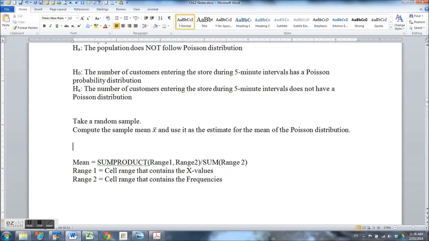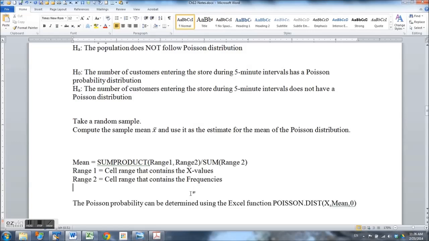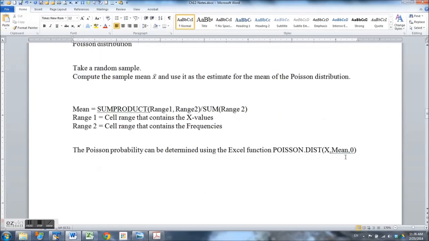Therefore the formula in Excel is SUMPRODUCT(range 1, range 2). Range 1 is the cell range containing the x values, and range 2 is the cell range containing the frequencies. This will give us the weighted total, and we have to divide by the sum of the weights, that is the sum of the frequencies, which is range 2, and this will give us the mean of the sample. That sample mean can then be used to figure out Poisson probabilities for each of the x values.